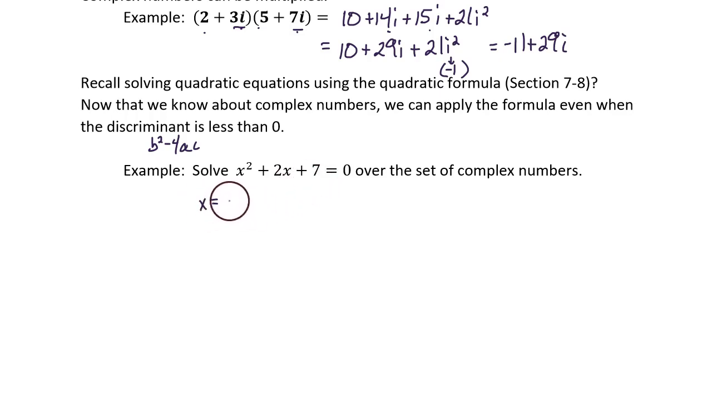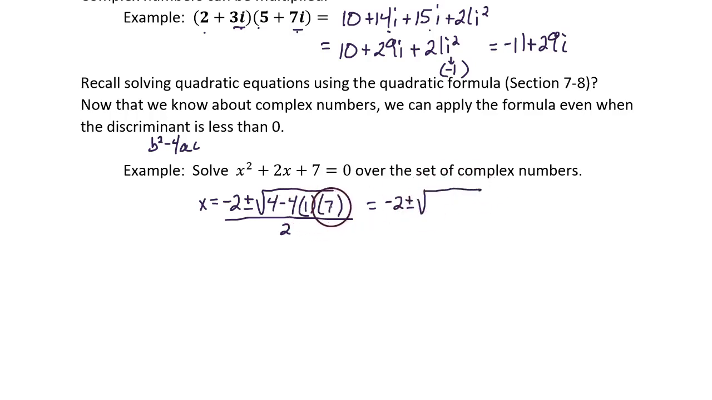x equals negative b, so that's negative 2, plus or minus the square root, b squared, so that's 4, minus 4 times a times c, all divided by 2 times a. Now let's simplify in that radical. 4 times 1 times 7 is 28, and 4 subtract 28 is negative 24.